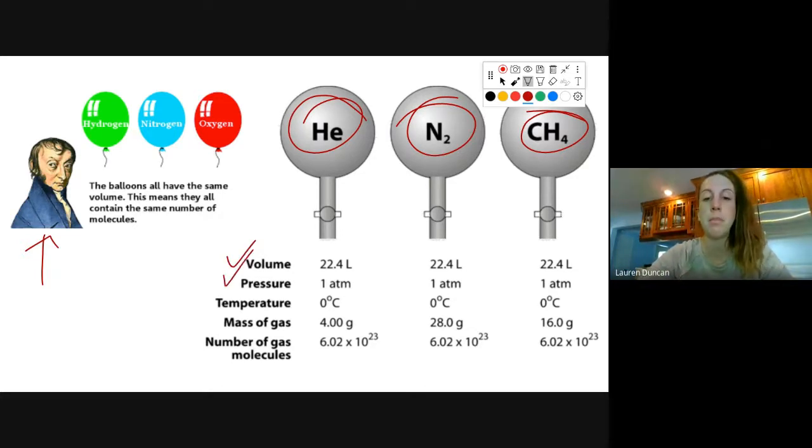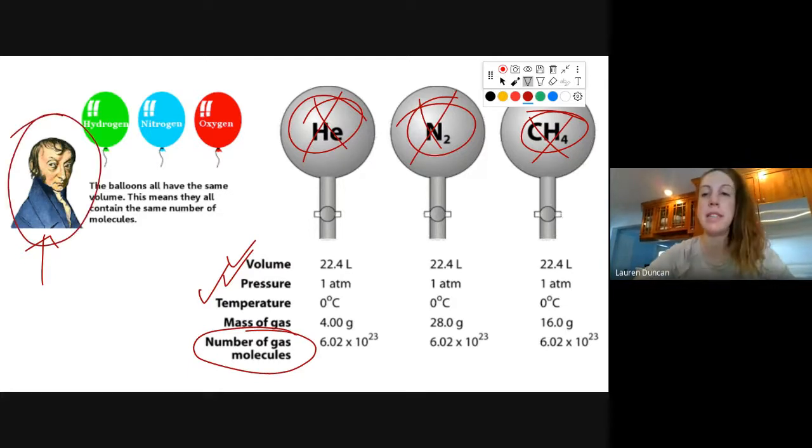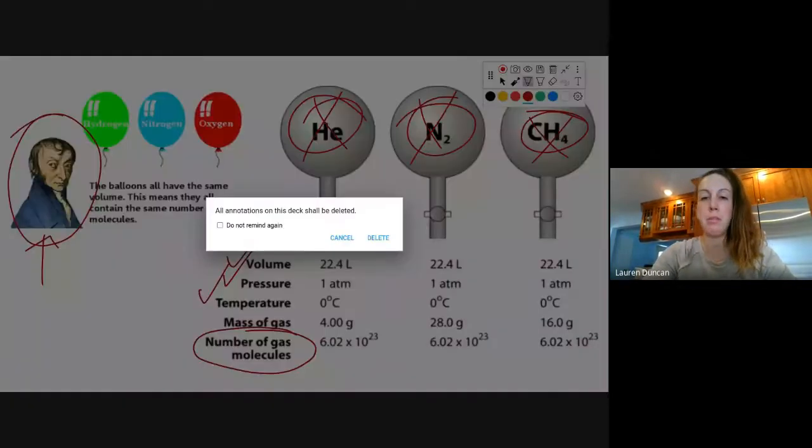they were held at the same pressure, and they were held at the same temperature. If those 3 things were the same, the volume, pressure, and temperature of the gas, regardless of the identity of the gas, those gas samples would contain the same number of molecules. So this guy, Avogadro, is the scientist that came up with that. He came up with that through experiments.